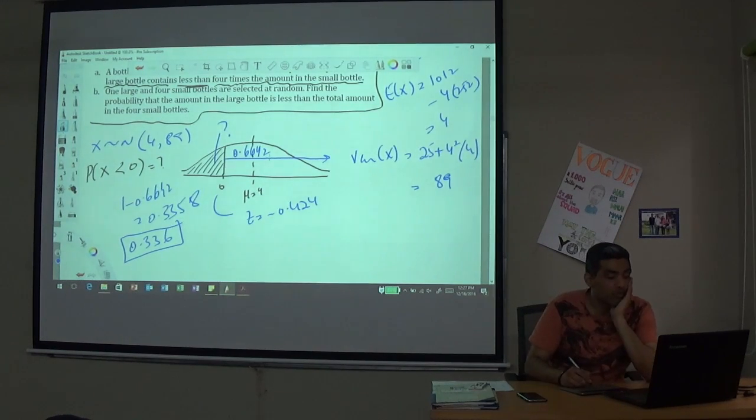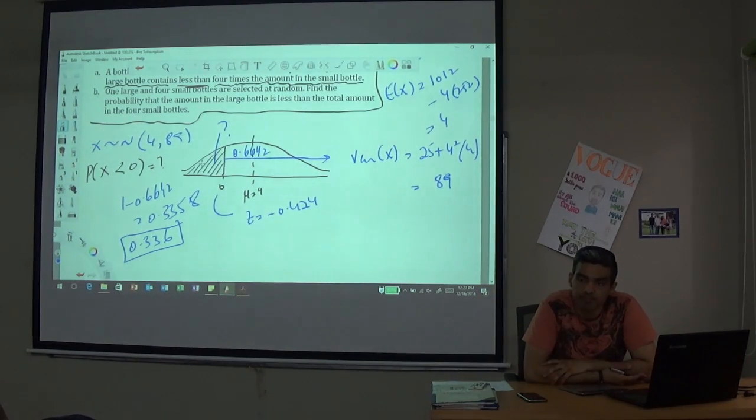Because the table always gives you the body area, and we want this tail area. So the body area is 0.6642; 1 minus that will give you the tail area. Everyone's okay with part A? Any questions?